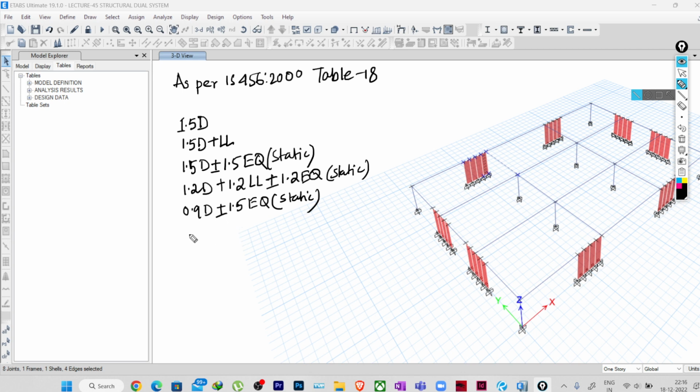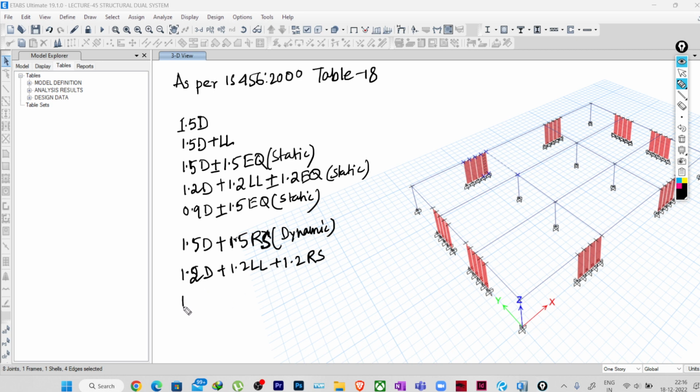So for dynamic load case, suppose we are not designing for the static, it will be 1.5 dead load plus 1.5 RS, in both directions. So this is my dynamic, RSX and RSY. Then 1.2 dead load plus 1.2 live load plus 1.2 RS, so RSX and RSY, there will be no minus, and 0.9 dead load plus 1.5 RS, this is also both X and Y. So these are the design combinations.